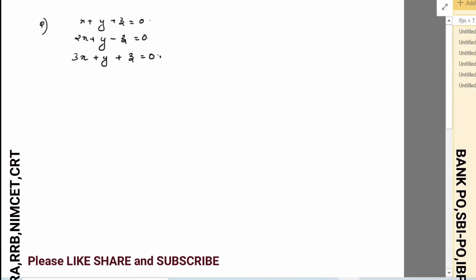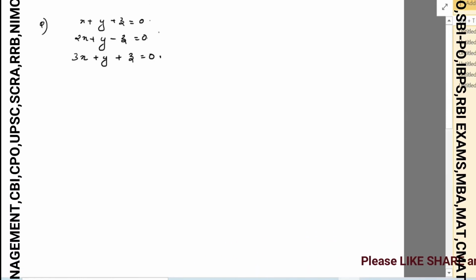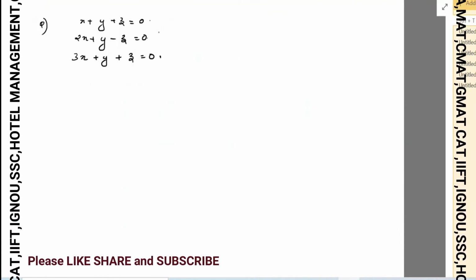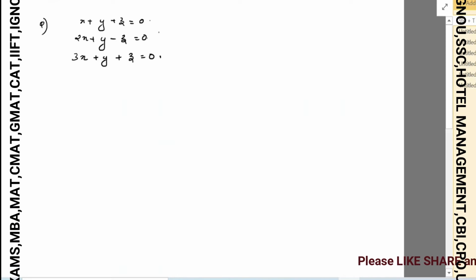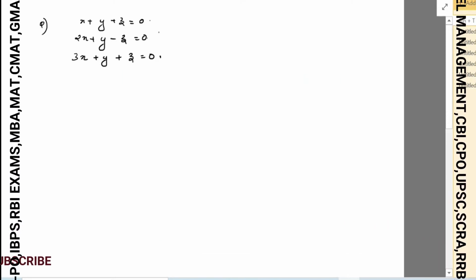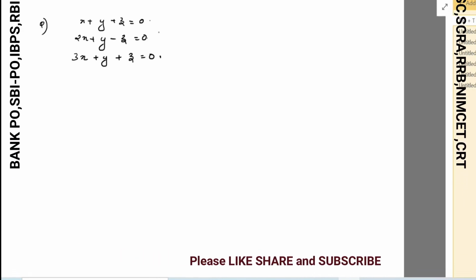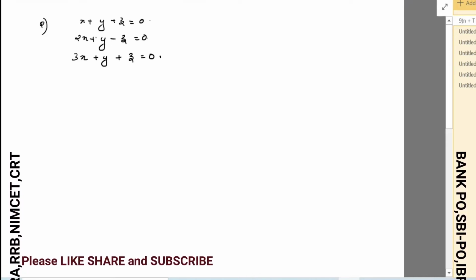So a homogeneous system is given here. We need to find out the solution of the system. So what is the first step? We have to write down the coefficient matrix. Yes, we have to write down the coefficient matrix.